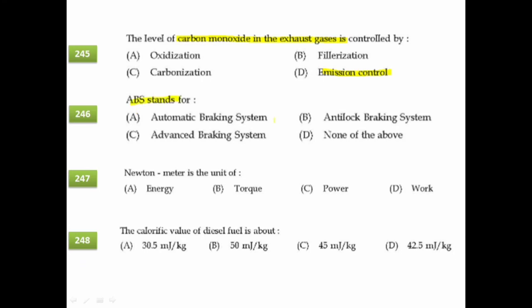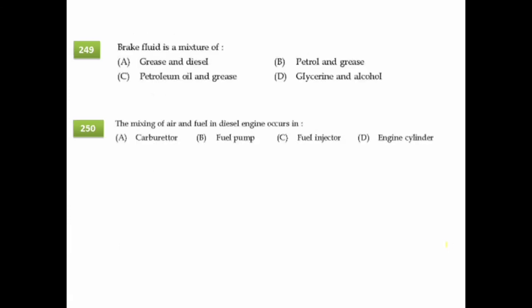ABS stands for anti-lock braking system. Newton meter is unit of torque. Calorific value of diesel fuel is about 42.5. Brake fluid is a mixture of glycerin and alcohol. The mixing of air and fuel in diesel engine, answer is engine cylinder. Mixing of air and fuel in petrol engine, answer is carburetor.